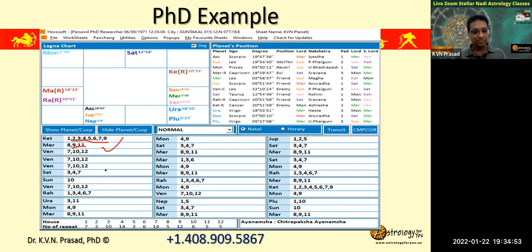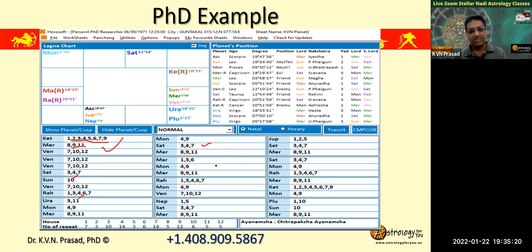Venus? No. Sun? No. 4 is there, but that 4 is not enough. Just 1, 4 is not enough. Moon? 4, 9, 11 is there. So this is good.